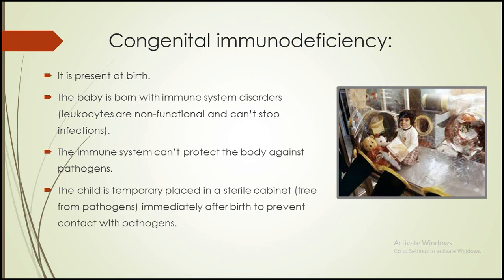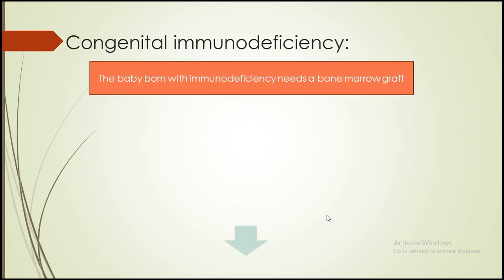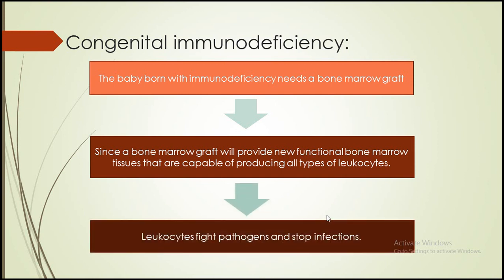Sterile cabinet means an area free from microbes, and that is to prevent any contact between pathogens and the immunodeficient baby. This is a temporary solution in order to avoid contact with pathogen, but the solution for this baby or the treatment for this baby is to have a bone marrow graft. Why is that? We all know that the bone marrow is the site of production of all types of white blood cells, and in case of immunodeficiency, the white blood cells are non-functional and can't stop infection. So in this case, a bone marrow graft will provide new functional bone marrow tissues that are able to produce all types of leukocytes. The leukocytes produced are functional and can fight pathogens and stop infections.